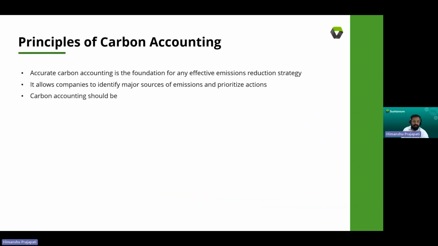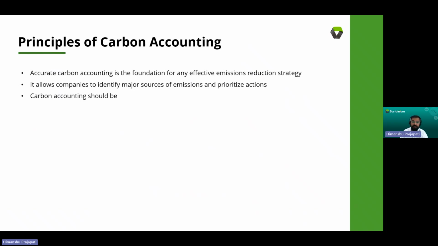Now let's talk about the principles of carbon accounting. Of course, having understood the types of emissions, it is also very important that accurate carbon accounting is done for an effective emission reduction strategy, because that's the next step that we're going to take after doing the carbon accounting. Basically, the right carbon accounting helps the company in identifying the major sources of emissions and prioritizing the actions.